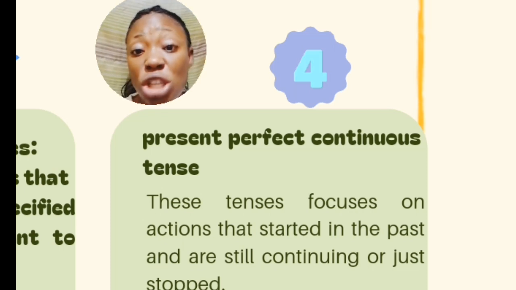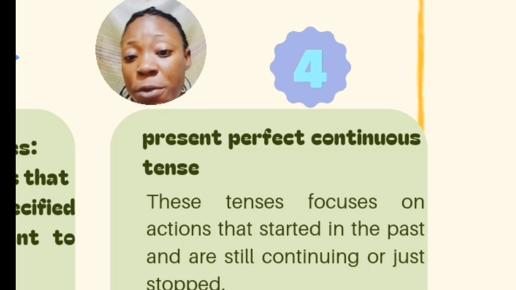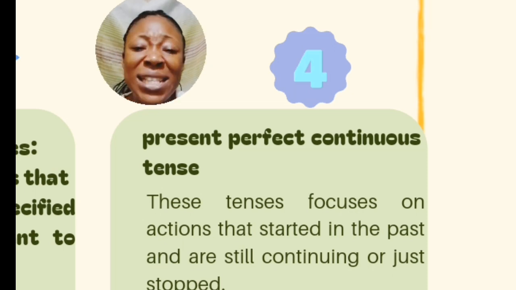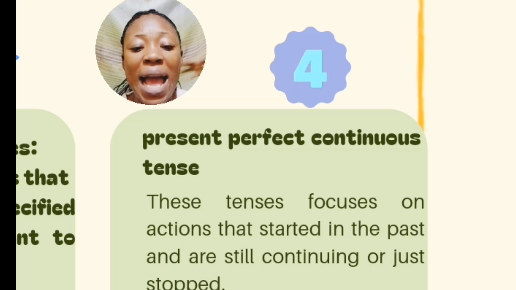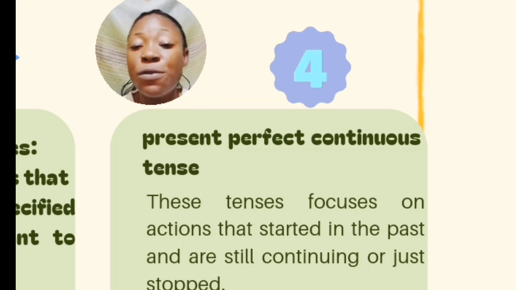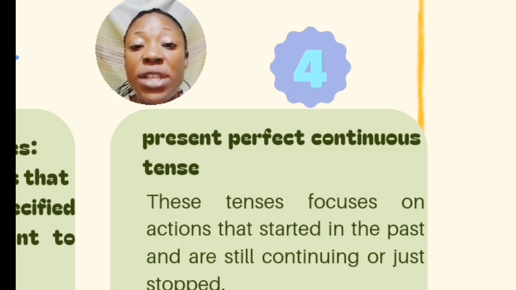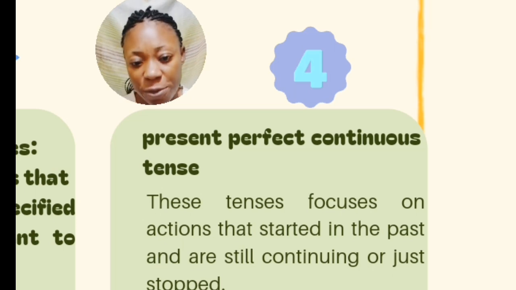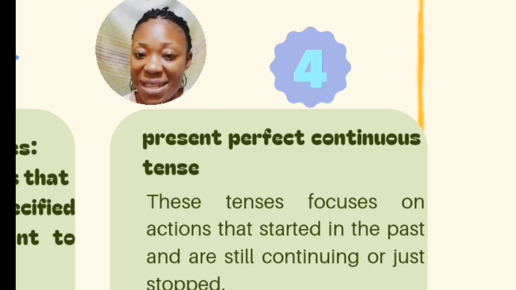Example, I have been working here for years. Just stopped working, and then someone asks you, what are you doing here? I say, I have been working here for years, or I have been in business for 2 decades. So they say, congratulations, I see your business is growing, I see your business is blossoming or booming or doing great. And I say, yes, I have been in business for decades. So present perfect continuous tense focuses on what? Actions that started in the past and are still continuing, or it just what? Stopped. Beautiful. Remember we're talking about tenses.